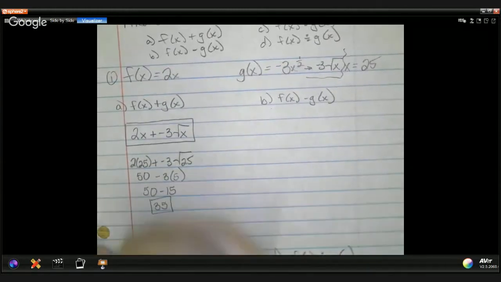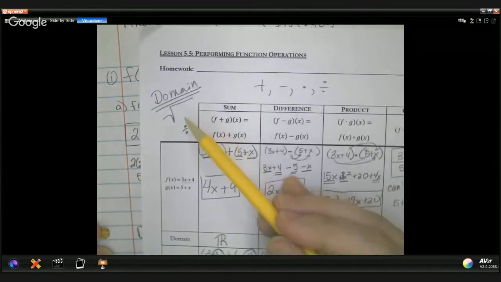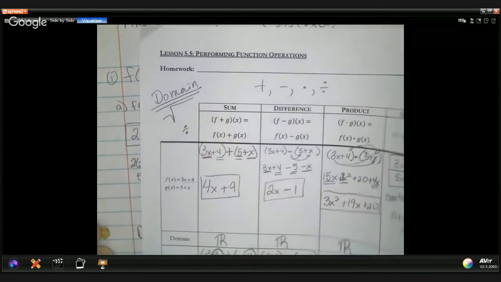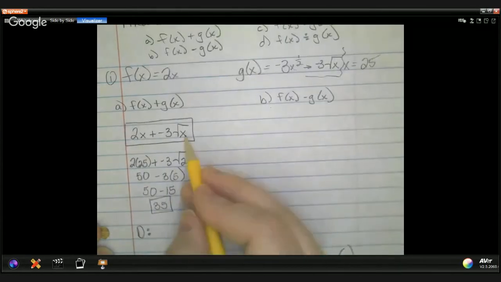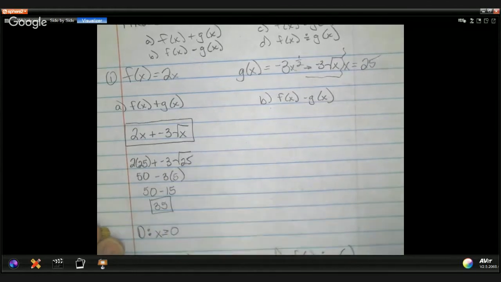And then the last thing I need to do is find my domain. And remember I said domain has to deal with radicals or dividing. Well, we finally have a radical here. And so our domain, we can't take square roots of negatives. So that means it has to be from 0 or higher. So it's greater than or equal to 0.